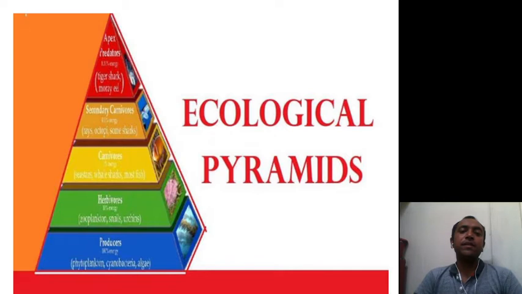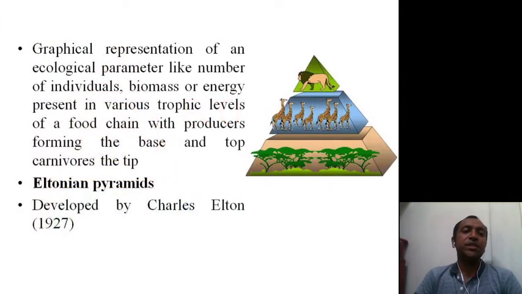So ecological pyramids are graphical representations of various ecological parameters. These parameters can be number of individuals, biomass or energy. So it's a graphical representation of an ecological parameter like number of individuals, biomass or energy present in various trophic levels of a food chain, with the producer forming the base and the top carnivore the tip or apex.